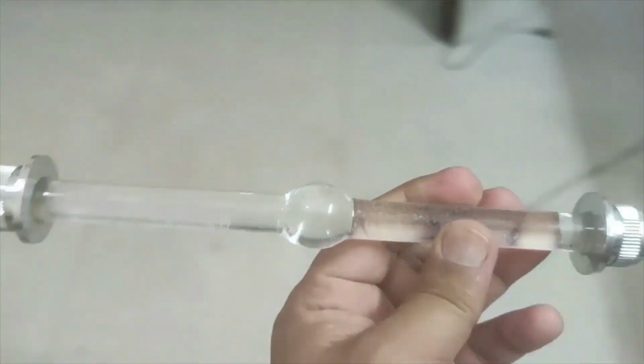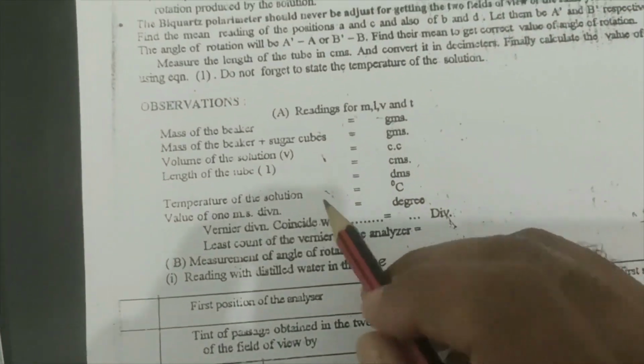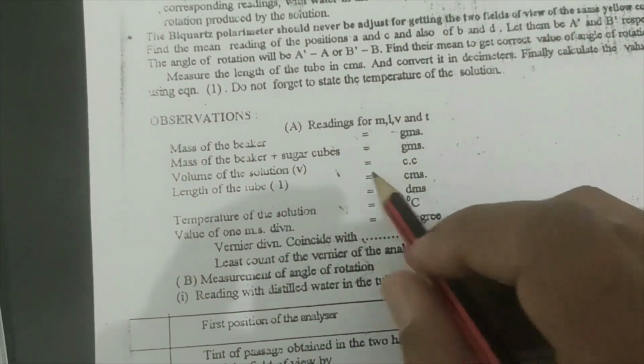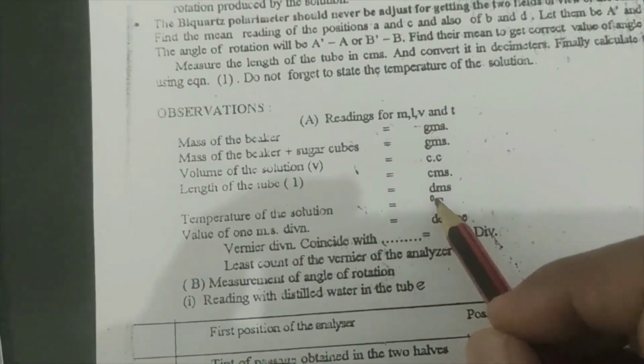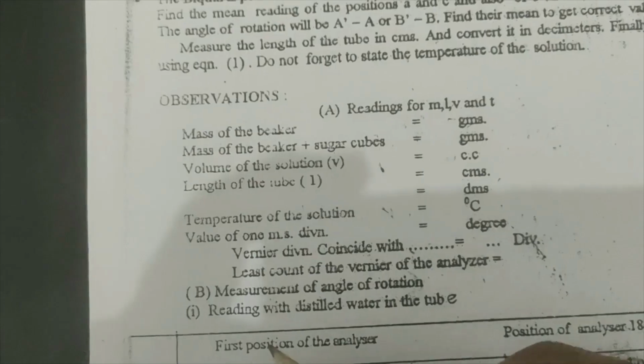Then the length of the tube, which I have shown you. This is my tube. You can see the length of the tube we have to measure from this place to this place, because this will be the length of the water volume which we are going to fill in this, using this volume of the water and the sugar cube. And the temperature, we are working at room temperature.